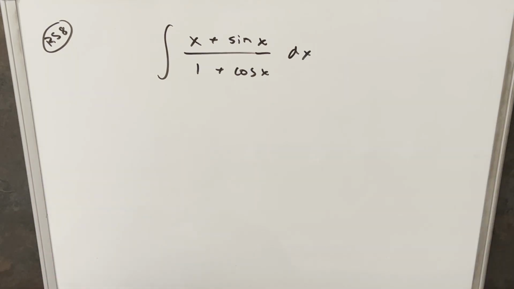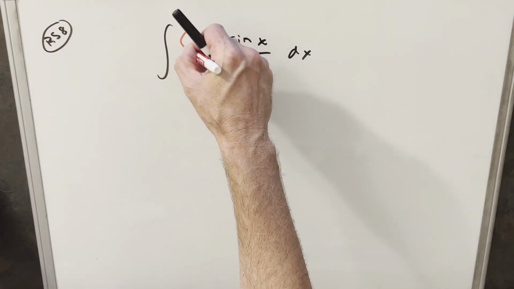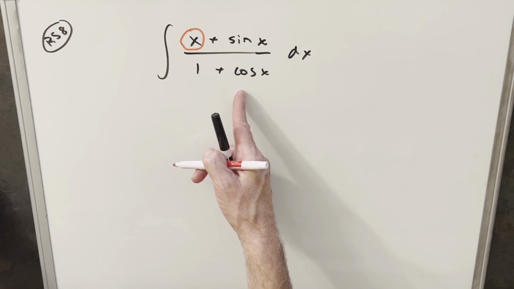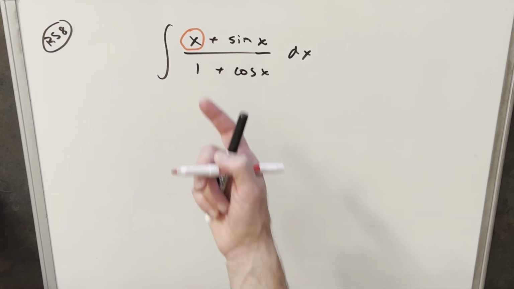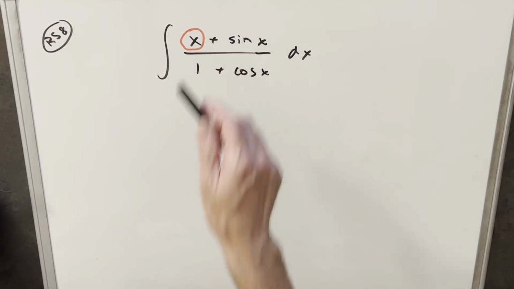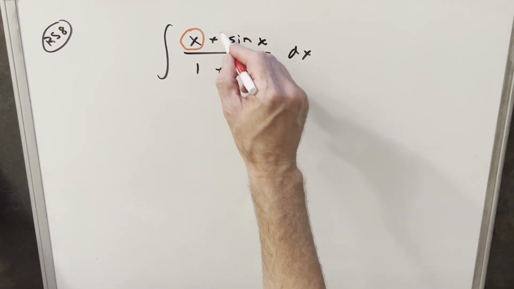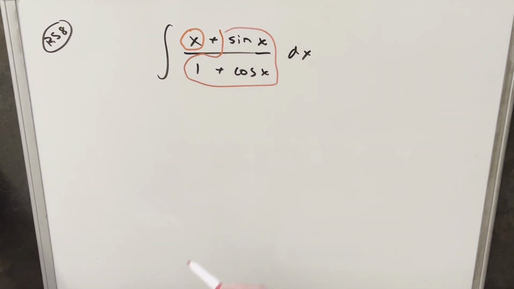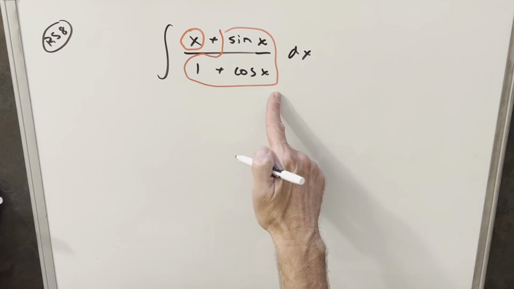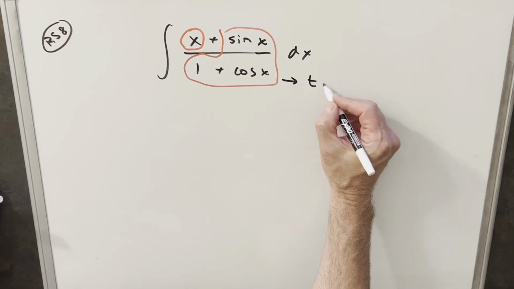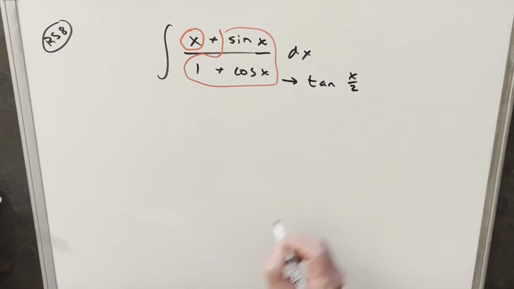The problem that jumped out at me first is it's tricky to have an x. It's hard to integrate and mix trig functions with just an x. So this looks like a problem. But I also noticed this thing, sine over 1 plus cosine x. This is actually an identity. This value is the same thing as tan of x over 2.